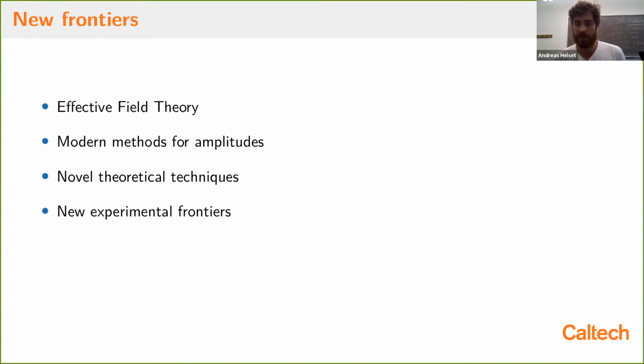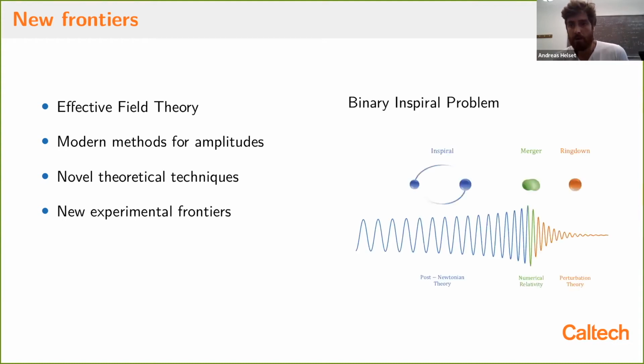With these tools at hand, we want to apply them to something that's relevant for the physical world. The most exciting part of being a theoretical physicist is if you can use calculations that are relevant for experiments, especially when there are new experiments exploring new frontiers. All these bullet points are relevant for the main problem that I'll be tackling today, namely the binary inspiral problem in classical general relativity. So what is the binary inspiral problem?